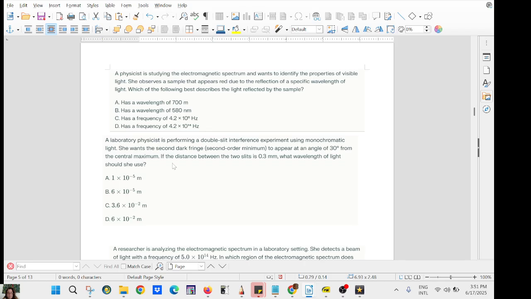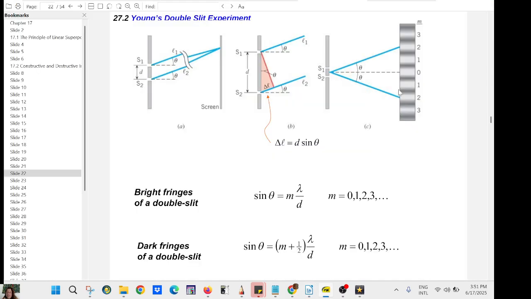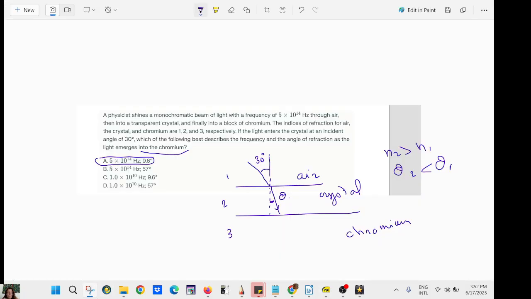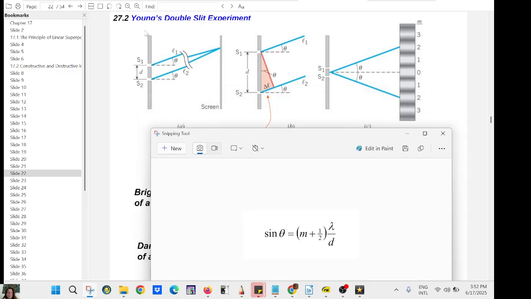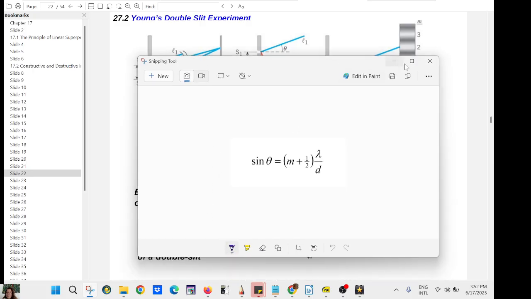Let's see what they want. So 30 degrees. It's the second dark fringe that appears at an angle of 30 degrees. So it means dark, dark. From here to there, it's going to be 30 degrees. Not this one, but that one. So you need to use that equation here, right? You can pause the video and try to do the math. By the way, if you're interested, this slide comes from Cutnell and Johnson, Physics.